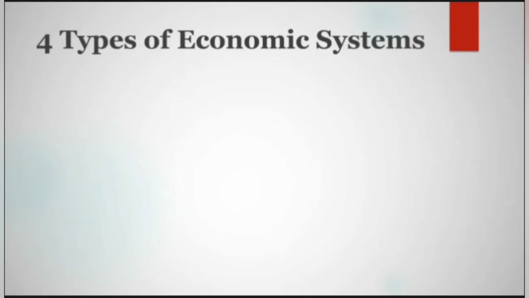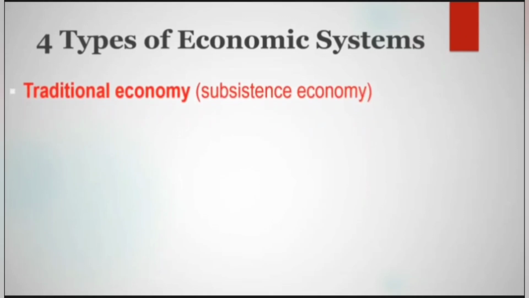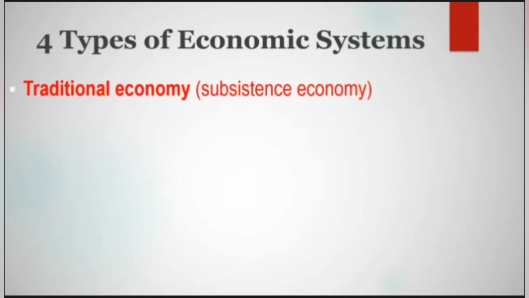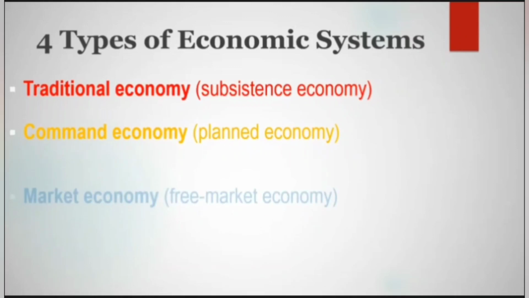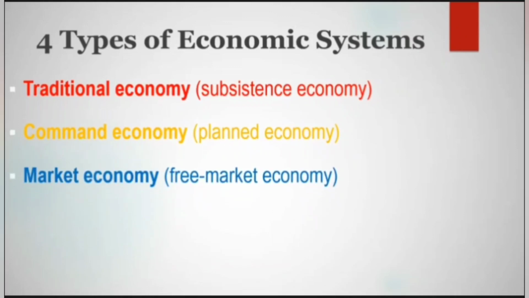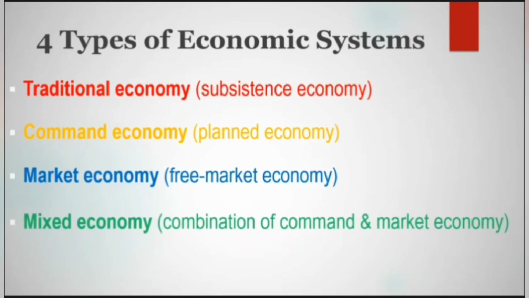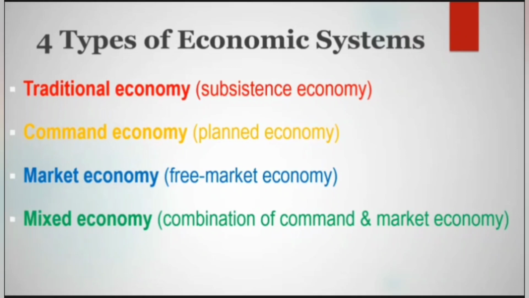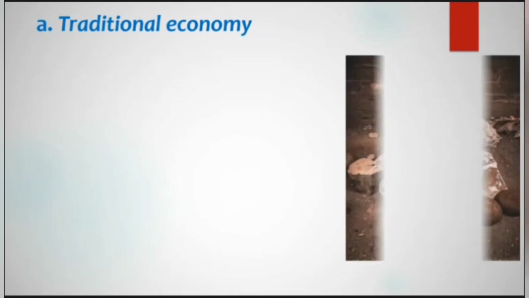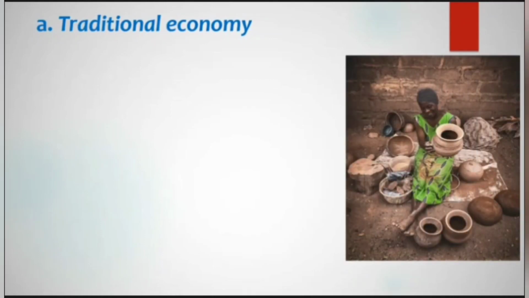These are the four types of economic systems. Traditional economy, also known as subsistence economy, command economy, or the planned economy. Market economy, also known as free market economy, mixed economy, or the combination of command and market economy. First, traditional economy, also known as the subsistence economy.